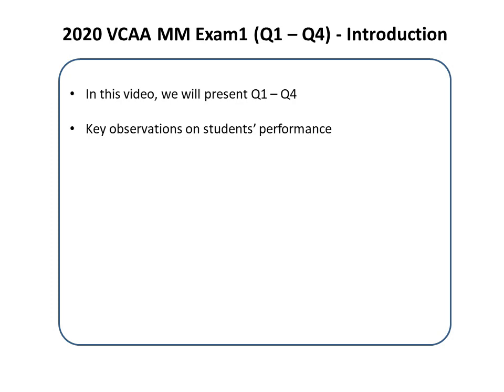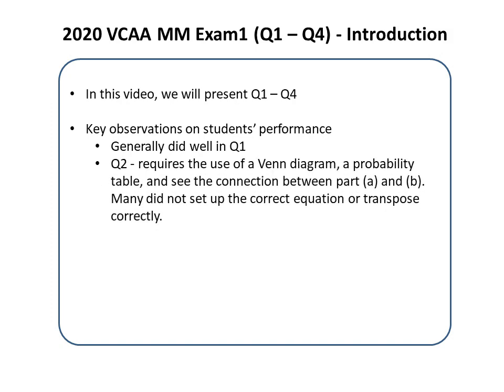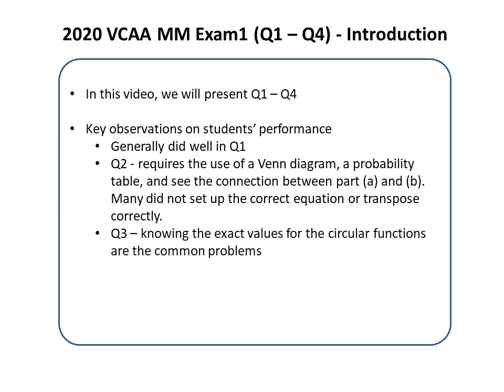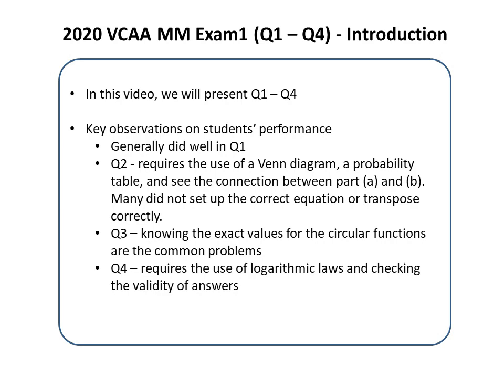It is worth mentioning that students generally did well in question 1. Question 2 requires students to use a Venn diagram or a probability table and see the connection between part A and part B. However, many did not set up the correct equation and did not correctly transpose their equation to score full marks. In question 3, knowing the exact values for the circular functions is a common problem for students. Question 4 requires students to use the logarithmic law correctly, as well as to check the validity of their answers.